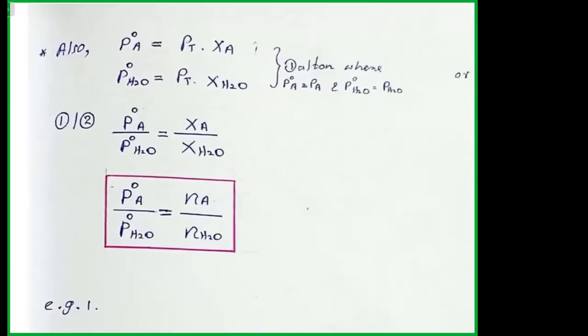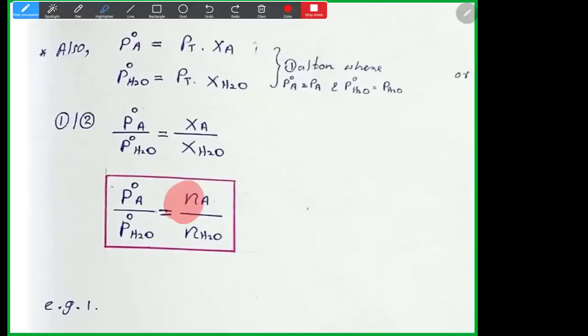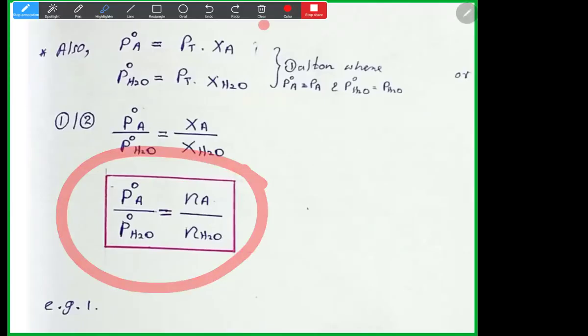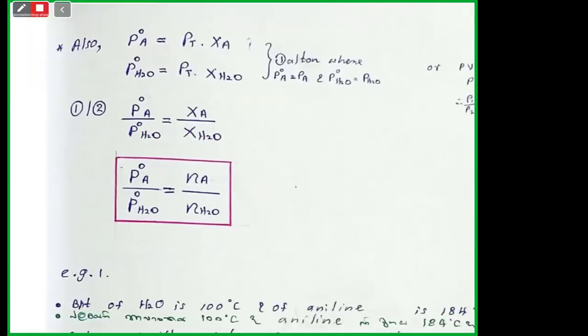Then we can derive this little equation for steam distillation. Raoult's law is for miscible, mixing compounds. Steam distillation is for immiscible, not mixing. Okay, so you can come up with this little equation. Their molar ratio equals the saturated vapor pressure ratio.